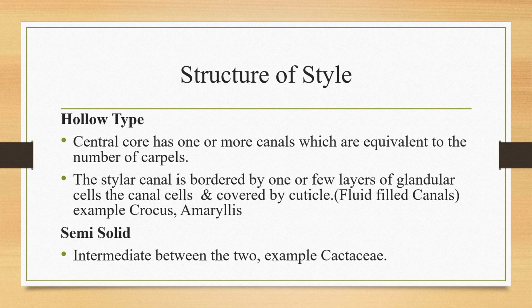A hollow-type central core has one or more canals, equivalent to the number of carpels. The stylar canal is bordered by one or a few layers of glandular cells, the canal cells, and covered by cuticle. These canals remain filled with fluid. Example: crocus, amaryllis. And semi-solid is intermediate between the two. Example: cactus.